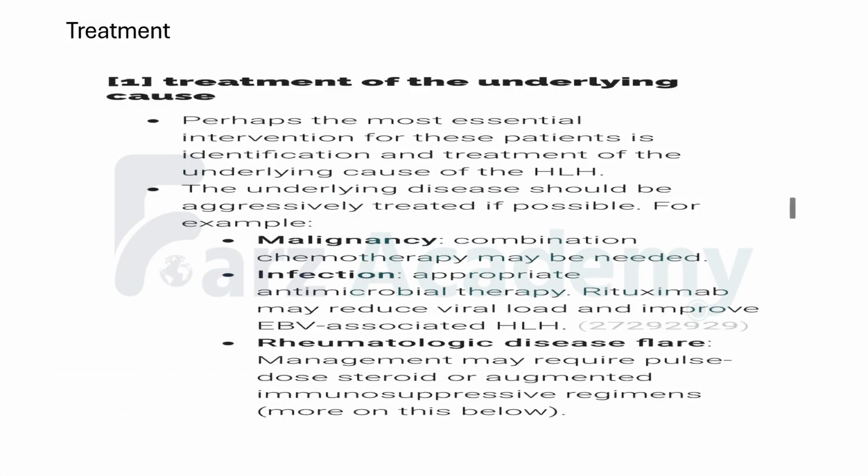So, coming to the treatment part, of course, whatever the underlying precipitating cause is, you have to treat it. If it is infection, then start antibiotics, antifungals, antivirals. Rituximab may reduce viral load if it is EBV related HLH. If it is malignancy, then you have to consider chemotherapy, combination chemotherapy if needed. If it's a rheumatological disease, then pulse steroid therapy or immunosuppressants, cyclophosphamide, you have to think about.